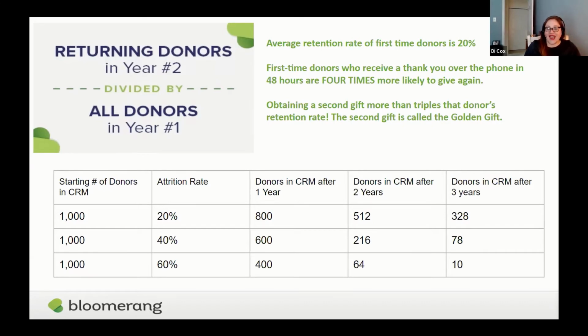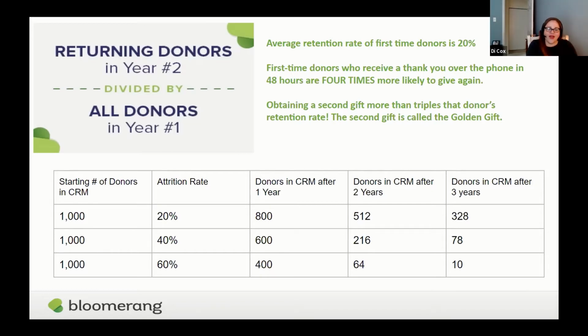First time donor cultivation is obviously really essential. Again, we're looking at only a 20% rate there. But donors who receive a personal thank you call within the first 48 hours of you receiving their gift are 4 times more likely to donate to your organization a second time. There are a lot of different strategies we can use to make sure that donor retention is our focus, and you're not constantly having to go back to that pool of all potential donors and bring some into your organization.